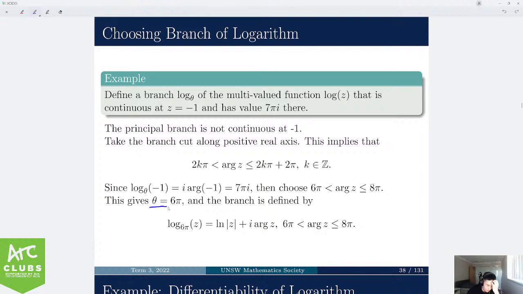This gives us that theta must be 6 pi. And hence the branch is defined as this thing over here, log subscript 6 pi of z. And that would give us that the value at -1 is going to be 7 pi i, and it's also going to be continuous at -1.